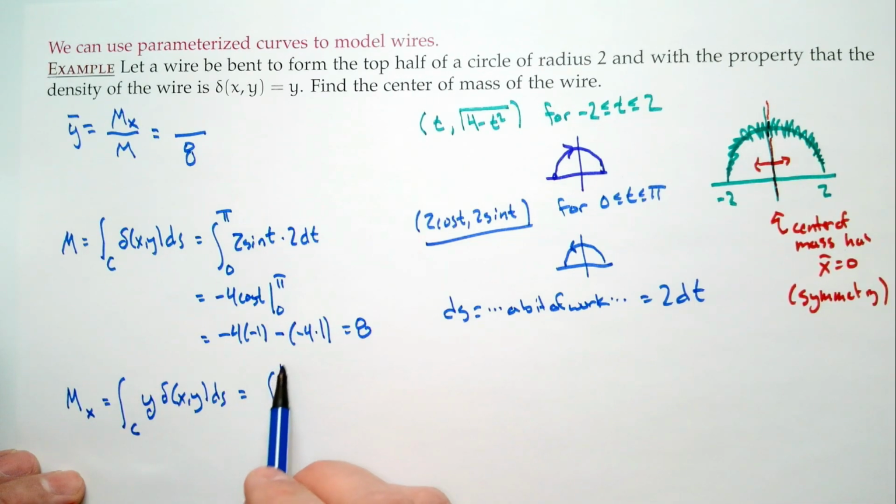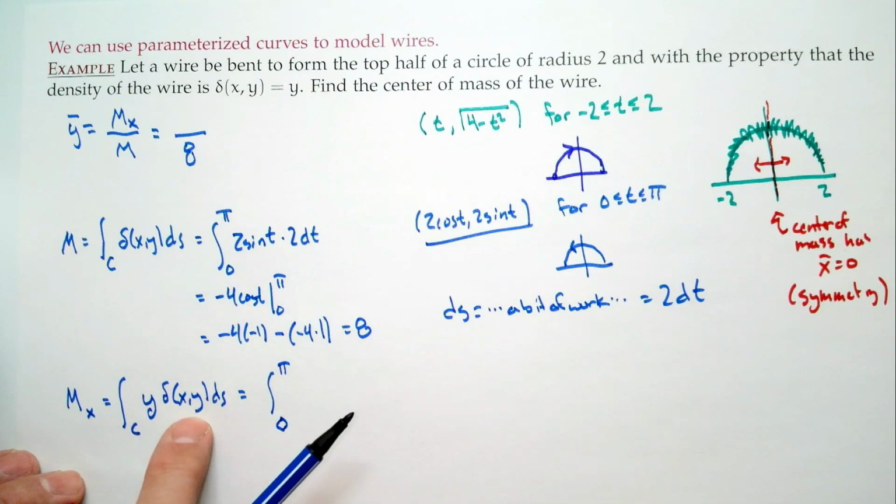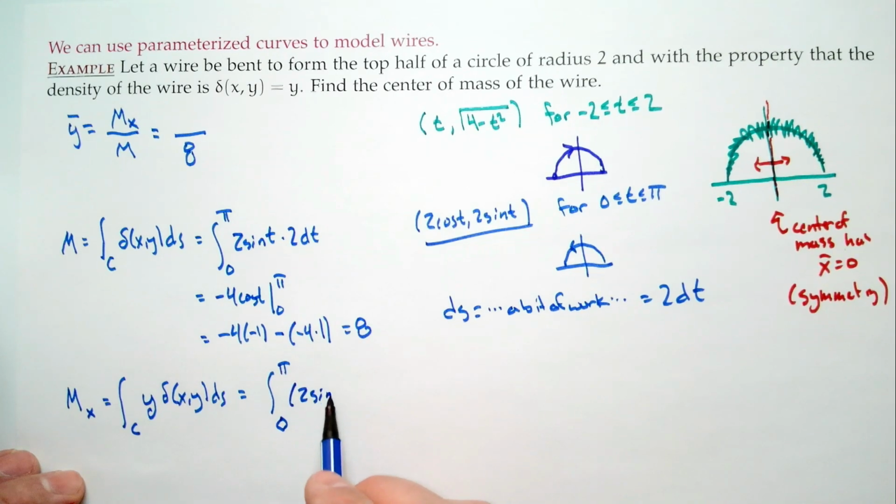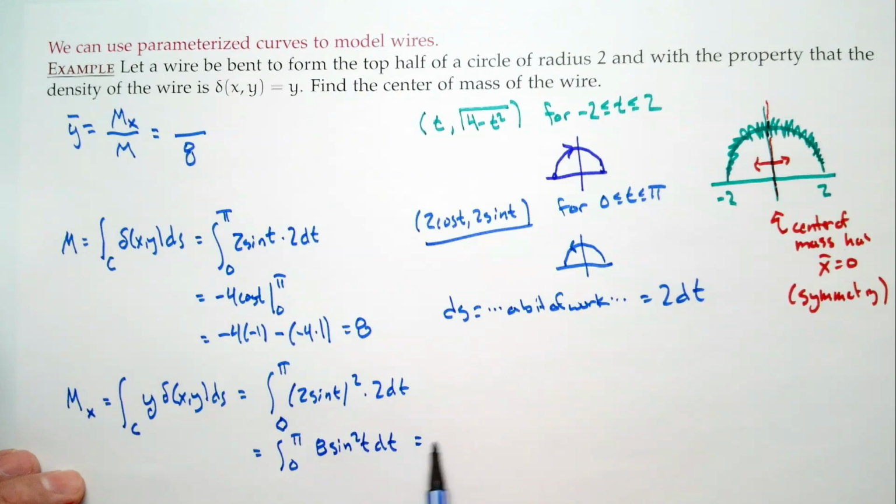Well, 0 to pi, then we have y times another y, which is really y squared, so it'll become 2 sine t squared. So this is our y squared. And then there's a 2 dt. So how do you integrate something like this? 8 sine squared. What can you do? Half angle? Yeah. Also known as power reduction. This power is too great for us to contain.